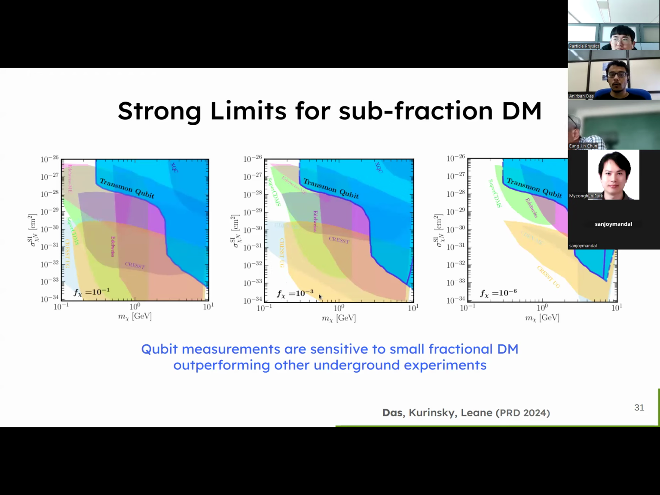So you can see, if you go below 10 to the minus 3 to 10 to the minus 6, many of these other experiments start to vanish because they are looking at halo dark matter, and their sensitivity is directly proportional to the number density. If you have a small dark matter fraction, their sensitivity is also gone. But that's not the case for this transmon qubit experiment. Our sensitivity is mostly intact because we are looking at the captured dark matter. And so at some point, it actually becomes the most sensitive one in this part of the parameter space.